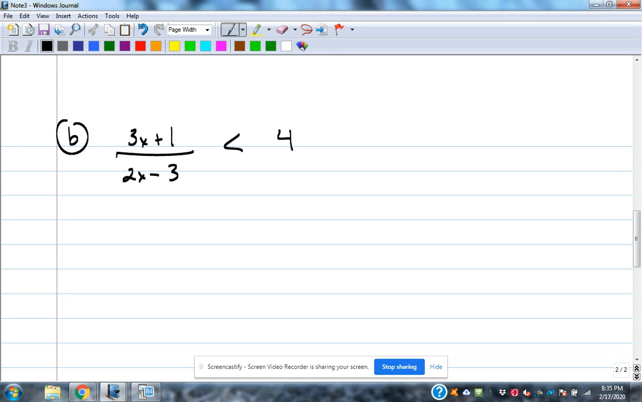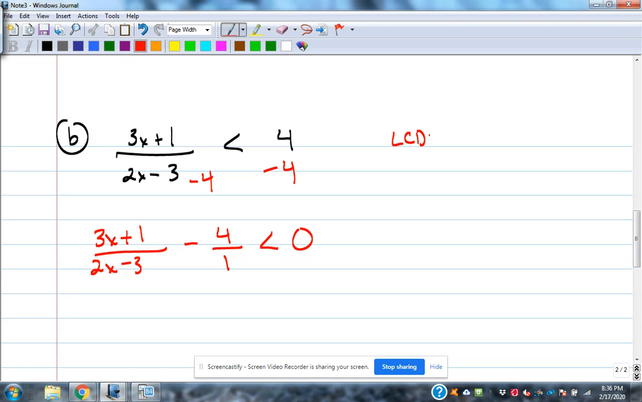First step, every time you have a rational inequality, is to do what? Get everything to one side. So we'll move the 4. 3x plus 1 over 2x minus 3 minus 4 over 1. It's got to be less than 0. So no equal to mark on the inequality symbol this time. That's going to come back and be a big part of this.